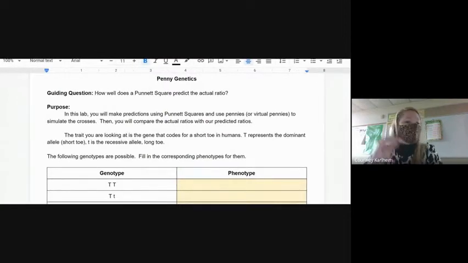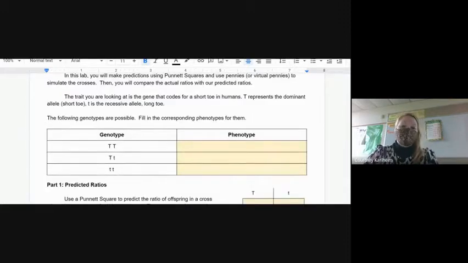All right, so the guiding question is, how well does a Punnett square predict an actual ratio of offspring? So in this lab, we will make predictions using Punnett squares and pennies or virtual pennies to simulate the crosses. Then we will compare our actual ratios with our predicted ratios. The trait we're looking at is the gene that codes for a short toe in humans. An uppercase T represents the dominant allele, which would be a short toe, and the lowercase t is the recessive allele, which is a long toe. The following genotypes are possible.